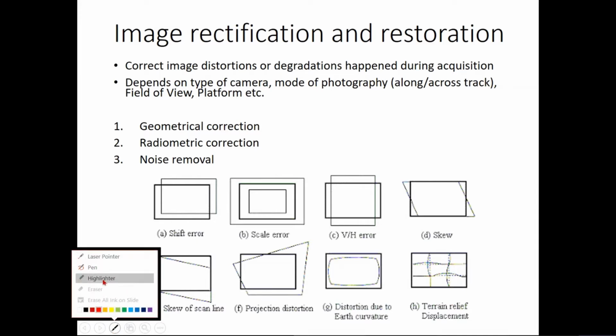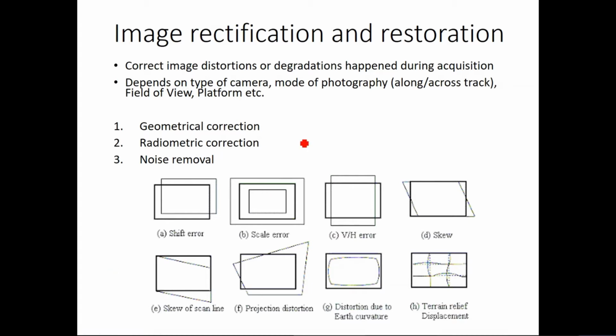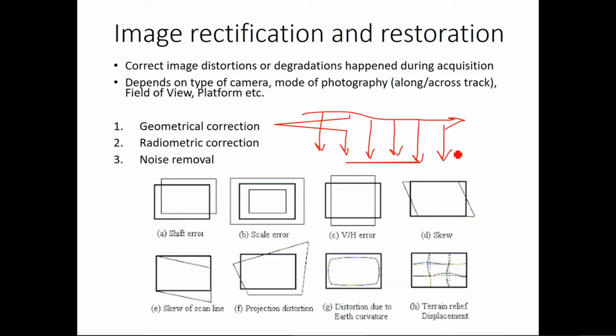Along track means suppose your flight is moving in this direction, and along the track it is clicking pictures. That is called along track photography. If this is my flight and it is moving like this, below it the camera will take the photo. This is along track.